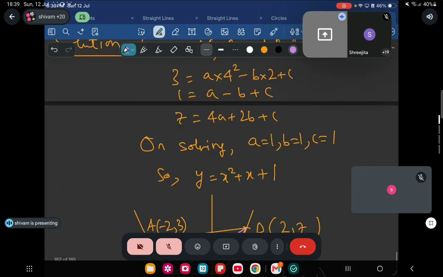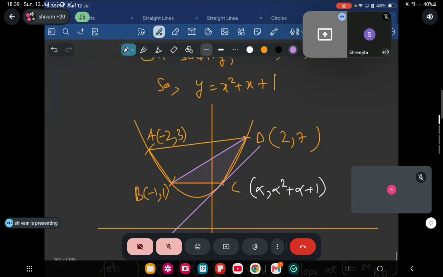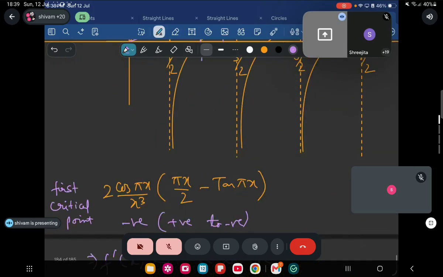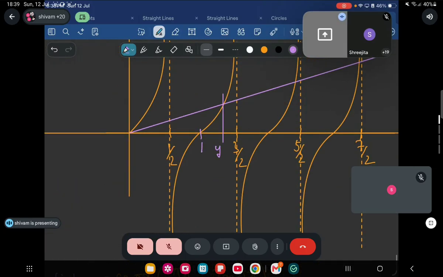Over here, are yi's the minima or xi's the minima? The minima are yi's. So the first point is y1. Are you getting it? Interesting problem. Without finding the critical point, you just need to determine the sign change of dy by dx.